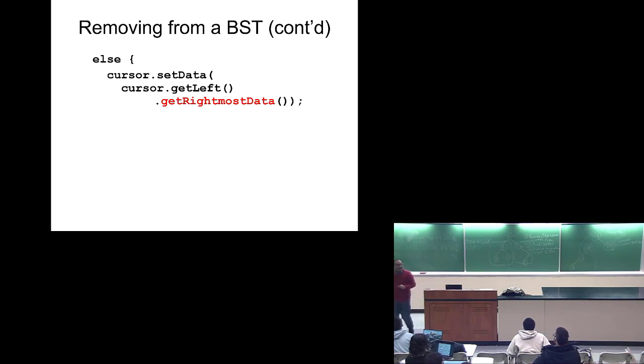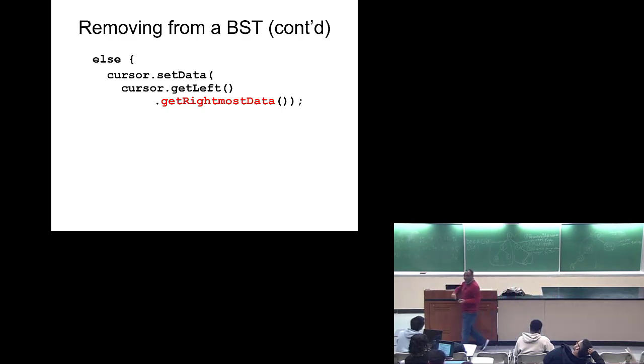So let's look at it as cursor.setData. We need to erase the data of 45. So cursor.setData is cursor.getLeft. Why getLeft? Because now we are moving to the left subtree. We want the rightmost of the left subtree. So we will say cursor.getLeft().getRightmostData(). Now what is this rightmost data? This is a method which we have not seen yet, but I'll show you in the next slide. You need to write it in the BTNode.